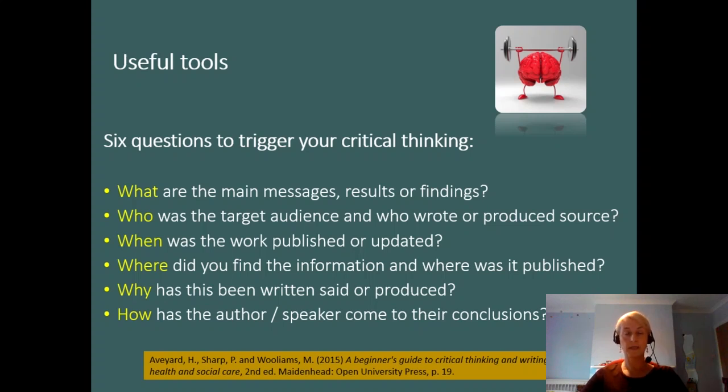And why has this particular document or information been written or produced? So again, this goes back to the target audience. Who or why was it written? Who was it written for? And how has the author come to their particular conclusions? So again, looking at evidence, and looking at their arguments, and these are things that we might want to use in our own conclusions, so that's very important to bear in mind. So what, who, when, where, why and how. Those 6 questions, and these might be tools that you might want to use in some of the other activities we have.